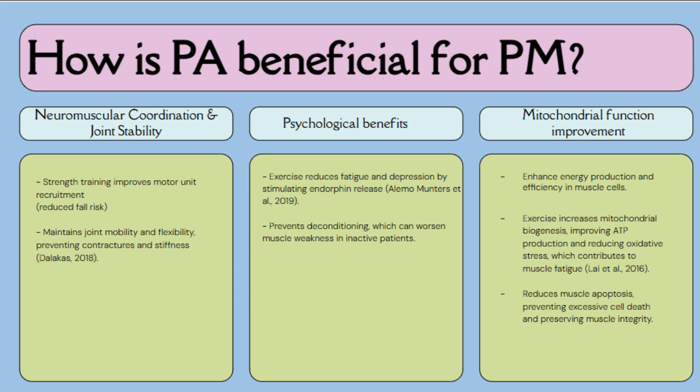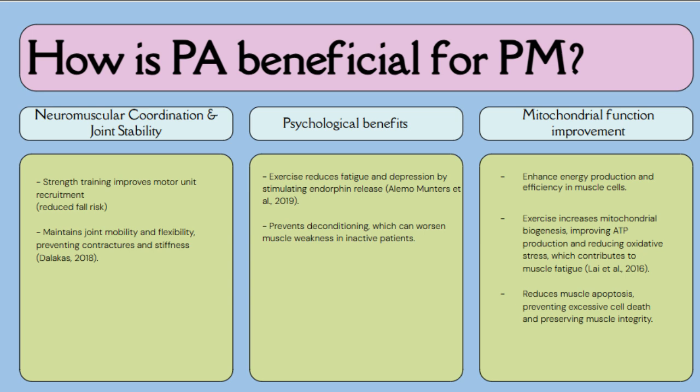By improving joint mobility and reducing stiffness, exercise helps prevent complications associated with immobility. Long-term periods of immobility can lead to joint contractures, stiffness, and a reduced range of motion. Gentle stretching and mobility exercises help maintain flexibility and joint function. Neuromuscular training, such as balance exercises, enhances coordination, which is important for preventing falls and injuries.